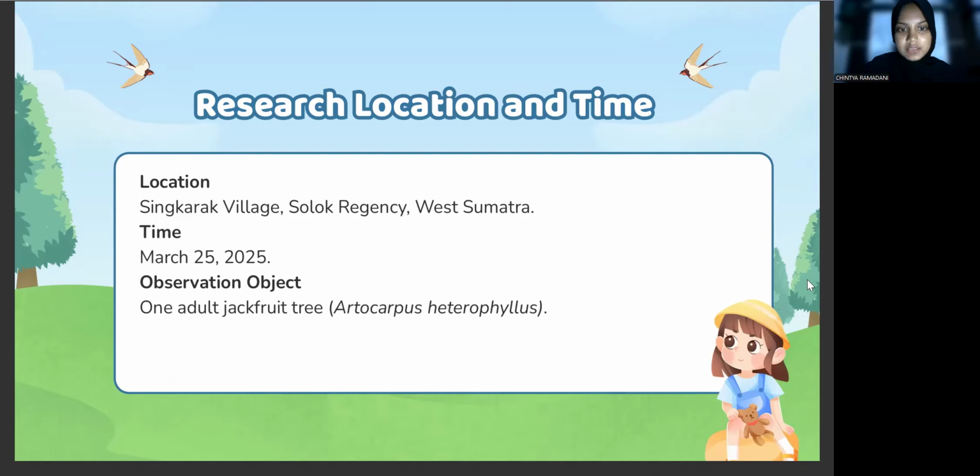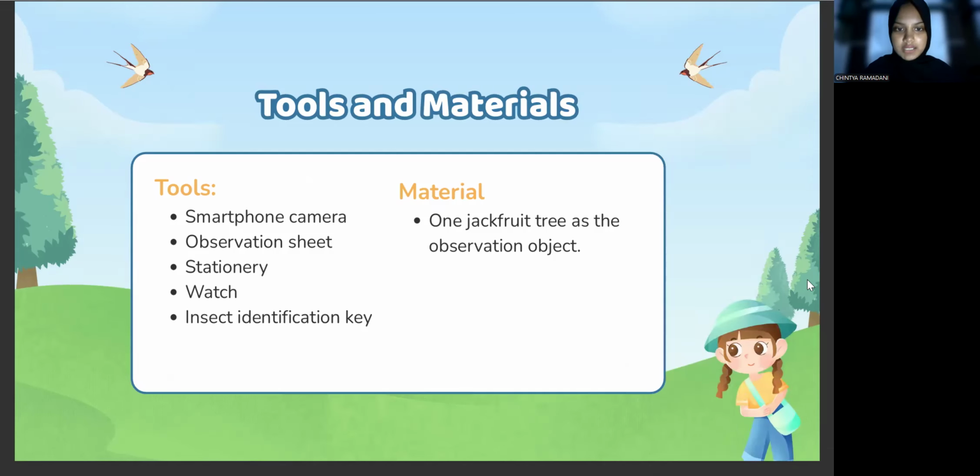Location and time. Location, Singkarak Village, Solok Regency, West Sumatra. Time, March 25, 2025. Observation object, one adult jackfruit tree, Artocarpus heterophyllus. Tools and materials, tools: smartphone camera, observation sheet, stationery, notes, insect identification key, and material: jackfruit tree as the observation object.